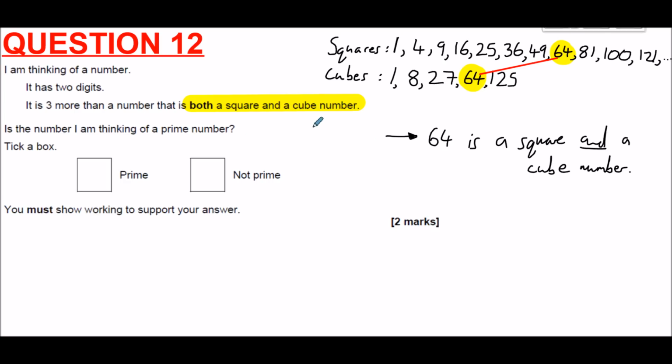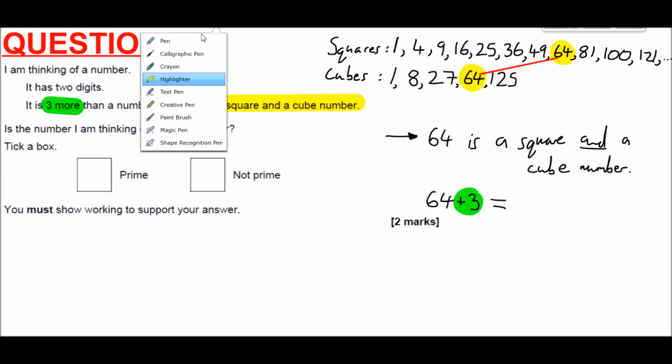But of course, this person wasn't thinking exactly of a square and a cube number. It was saying they were thinking of 3 more than that number. So 3 more than a number that's both square and cube. Well, a number that's both square and cube would be 64. But we want to be thinking of 3 more than that. Then we've got the person's number. So 64 plus 3, plus 3 because it says 3 more, will be 67.